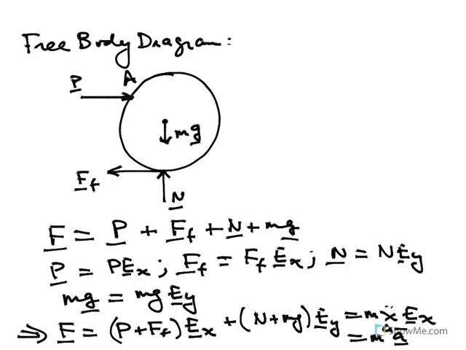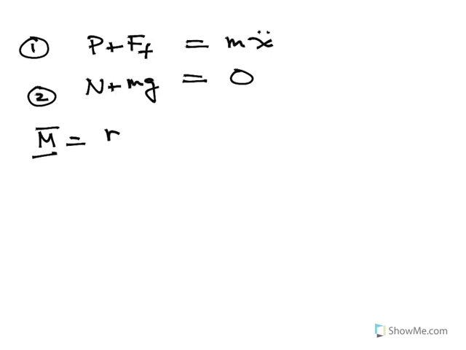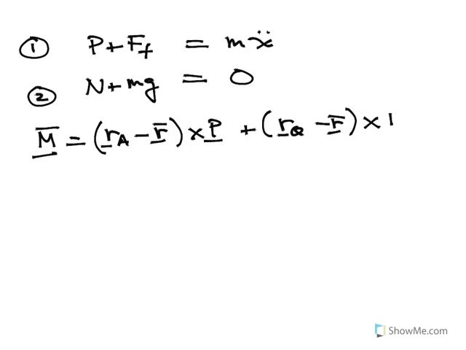Next, I need to compute the moment relative to the center of mass. Now this is a little bit trickier because there are two forces that create a moment. The first one is, because I labeled the point at which P acts A, it's RA minus R bar crossed with P, and then I get plus RQ minus R bar crossed with F sub F. Now we got to figure out these.